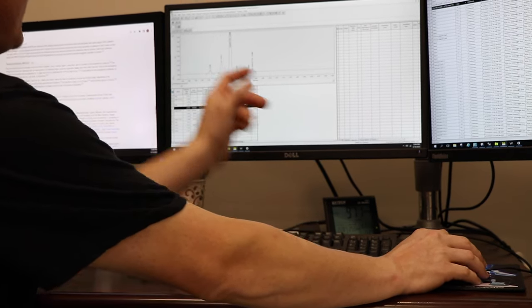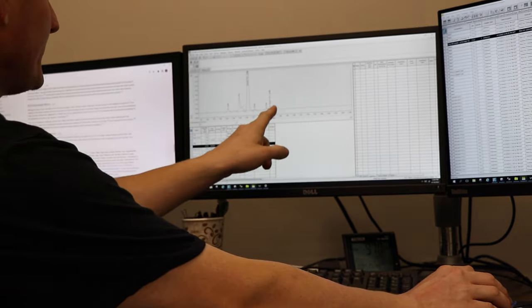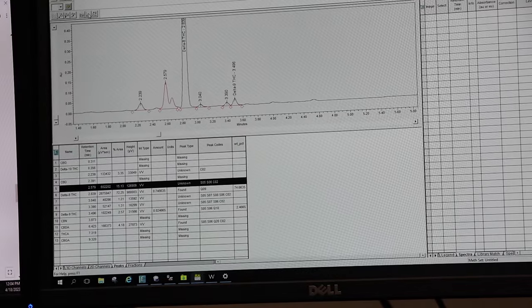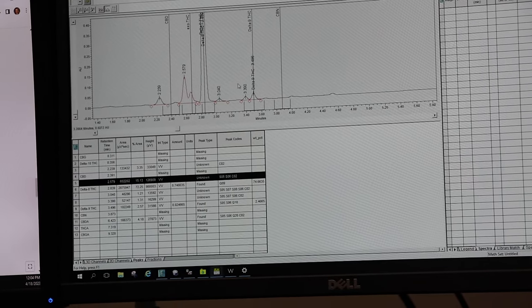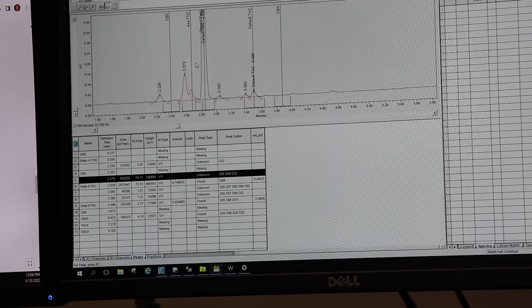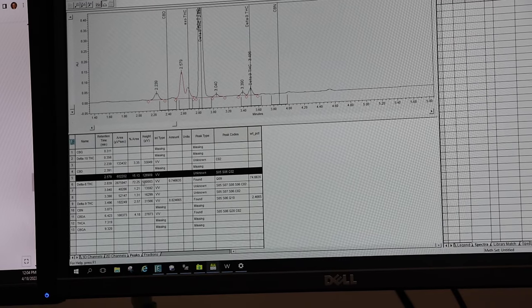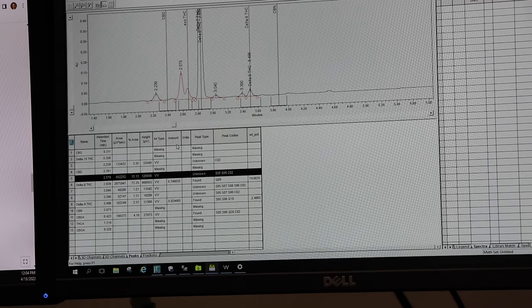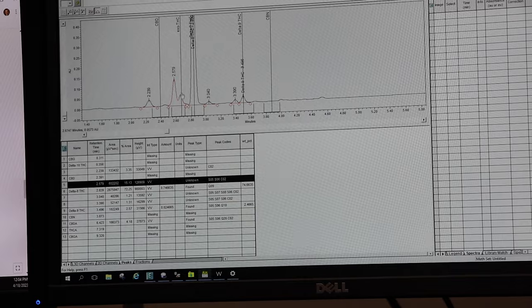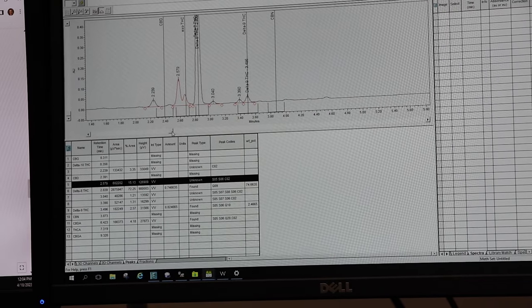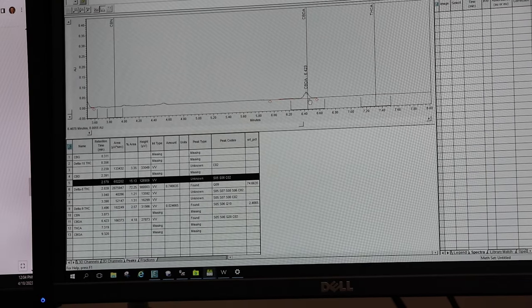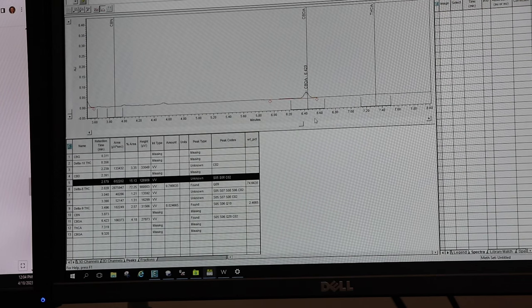This is the delta 8 peak right here. The delta 9 peak is this little one, which we got about 2.5% delta 9. Some other identified peaks that we got approximately 15% exo and iso-THC. Down here we also got 4% CBDA.